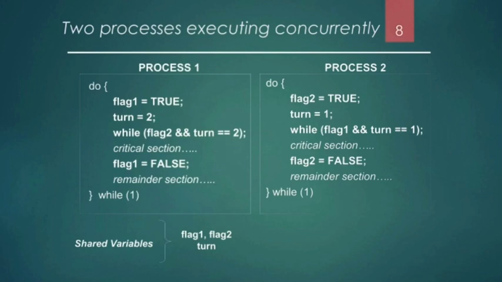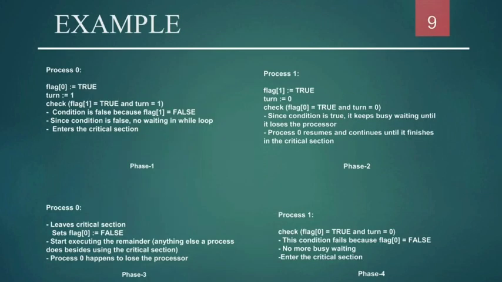Here in the ninth slide, you can see the different phases, which include different conditions where the values of the variable turn and the array flag differ from each other. And you can find the implementation of code in slides 10, 11 and 12.